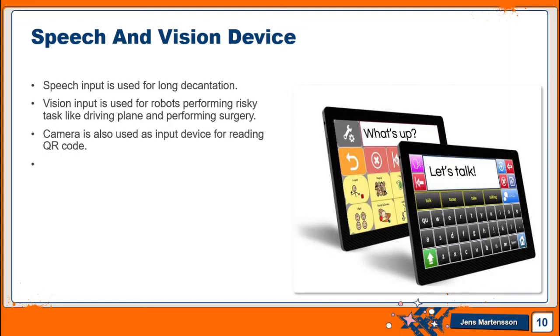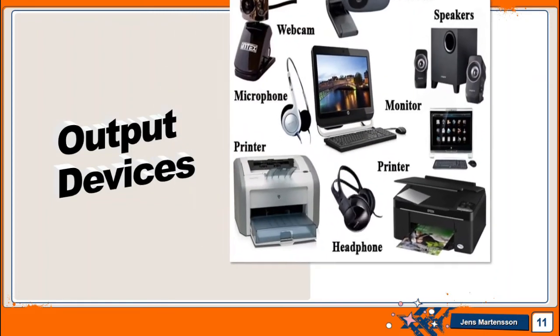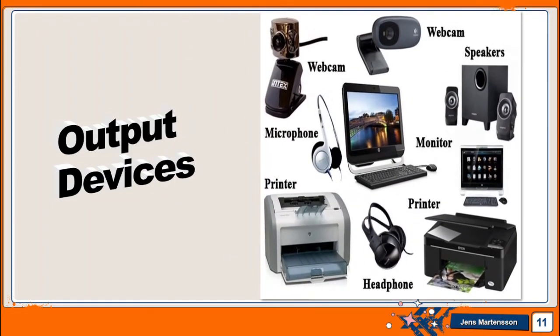Now, output devices. The output devices provide the outputs. Output may be of two types, hard copy and soft copy. Soft copies are those available in the computer that can be easily changed. Hard copies are basically provided by printers, that is, on paper. So let us understand the output devices. You can see through the photos: monitor, printer, headphones, webcam. These are output devices. Let's understand them one by one.